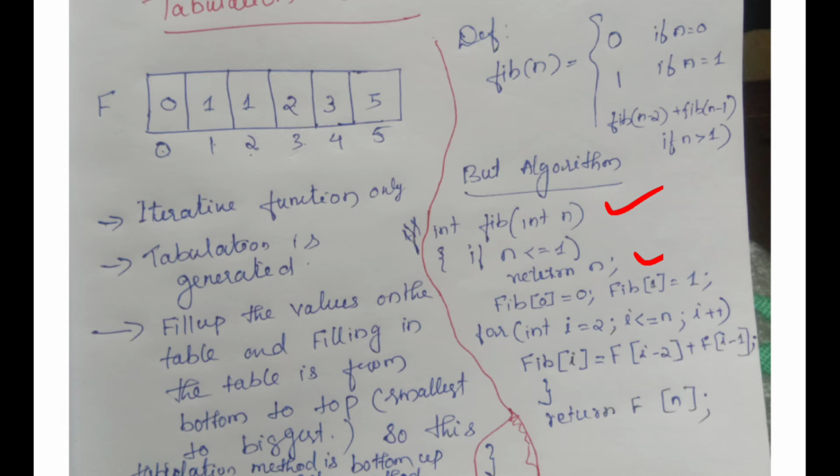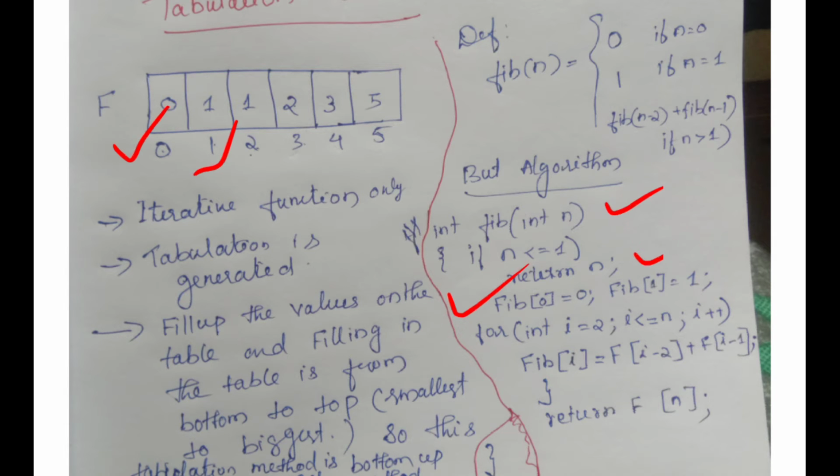Then listen to the next statement, that means fib of 0 equals 0. Here we set one array, so that is similar to the tabulation method. Then f of 0 equals 0, so the first value is declared there. Then the second condition, fib of 1 equals 1. The second value is also assigned there. So the first two values, 0 and 1, are assigned.